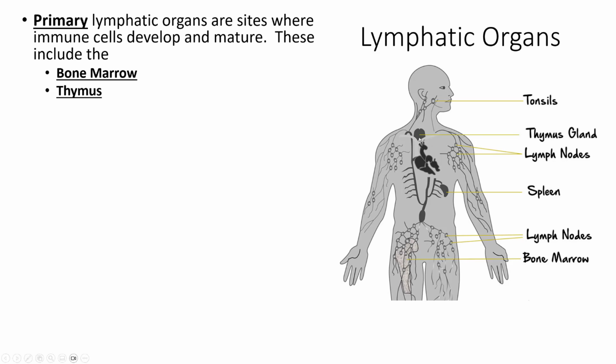And it's easy to mix that one up with the thyroid because they sound similar and they're both located almost right on top of each other. So it's easy to mix those two up. But the thymus and the thyroid are two different organs. The thymus is a part of the lymphatic system.